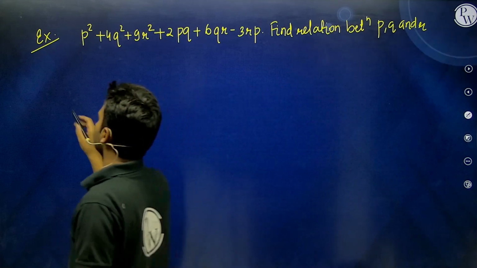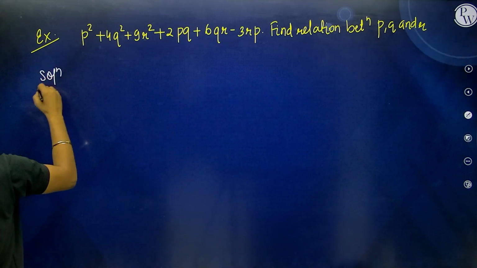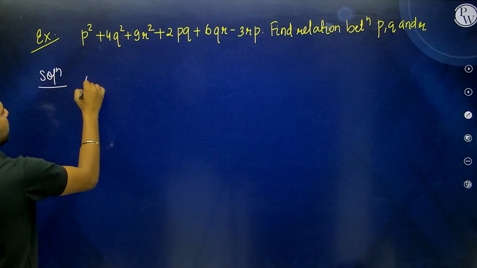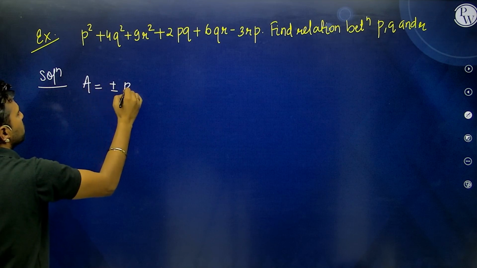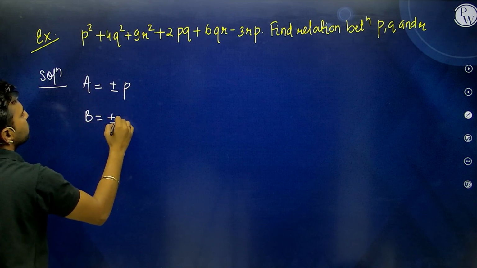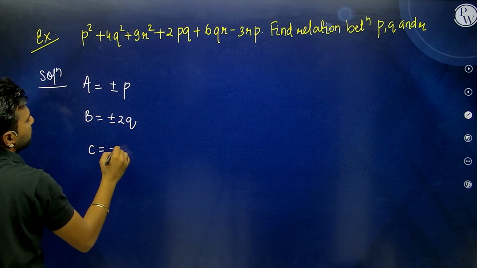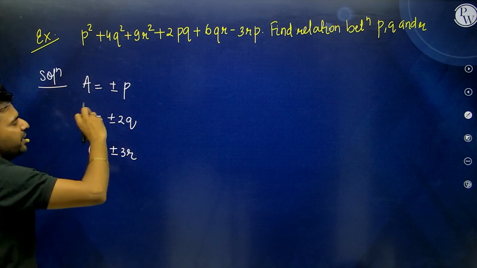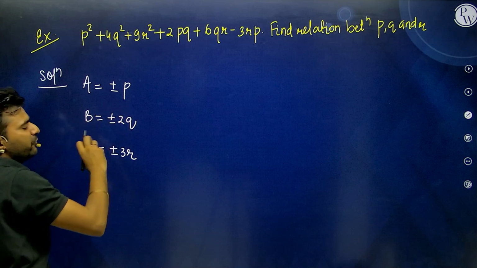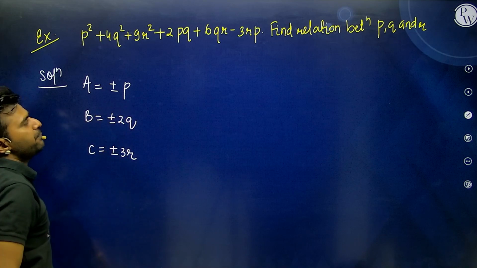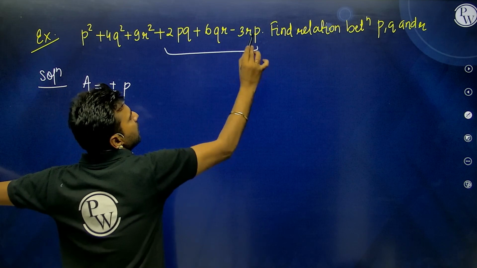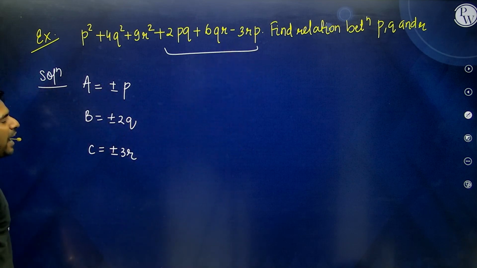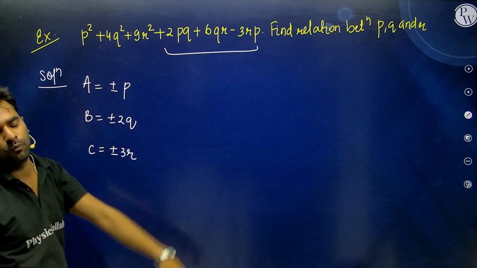Now feel it. By looking at these three squares, the thing will come into your mind that A can be taken as plus minus P, B can be taken as plus minus 2Q, C can be taken as plus minus 3R. But out of these two, which should be the value of A? Out of these two, which should be the value of B? Out of these two, which should be the value of C? It depends upon these terms. Now, I want to make plus 2PQ over here.